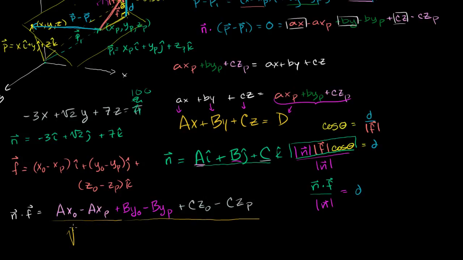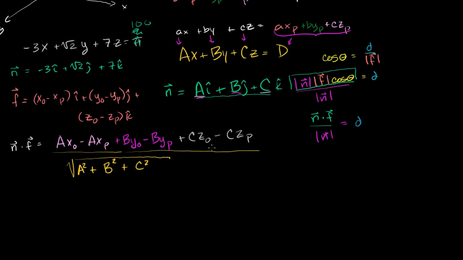Maybe I can do a nicer looking radical sign than that. It's the square root of a squared plus b squared plus c squared. Now, what does this up here simplify to? Let me just rewrite this. So this is the distance in question. This right here is equal to the distance. But let's see if we can simplify it.